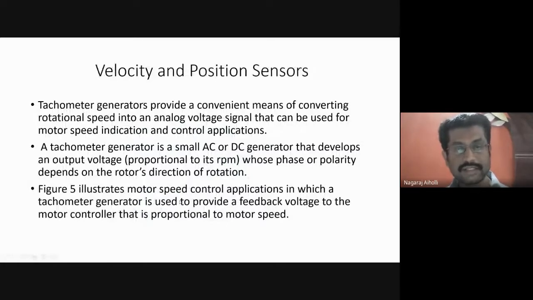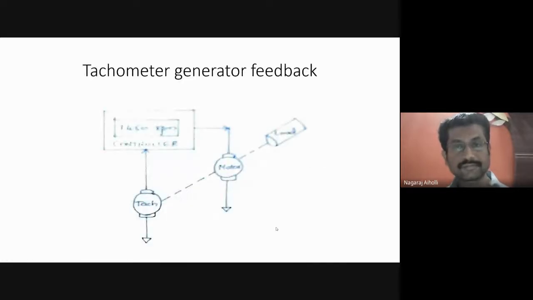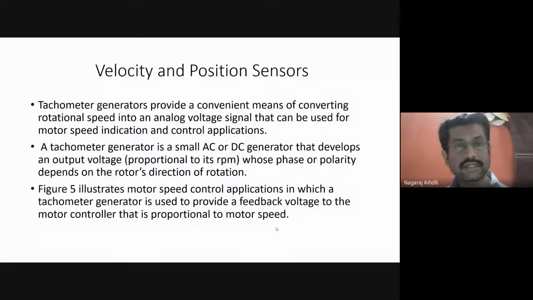The next figure illustrates a motor speed control application, in which a tachometer generator is used to provide a feedback voltage to the motor controller that is proportional to the motor speed. This is about the velocity sensor. It senses the velocity of rotation of the motor, and by measuring the output voltage we are able to measure the velocity of the motor. This is about the velocity sensor, the tachometer generator.